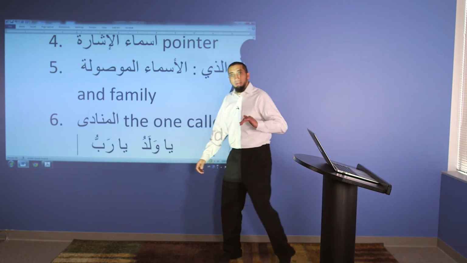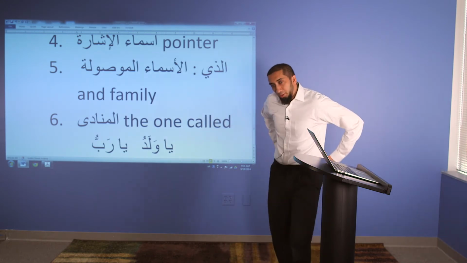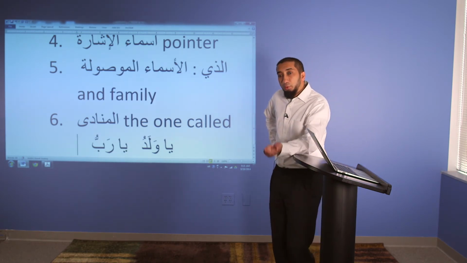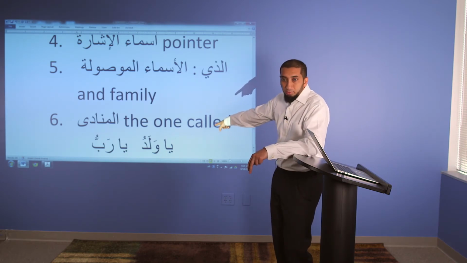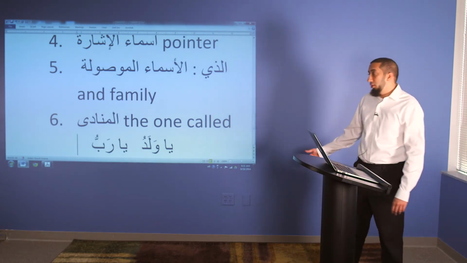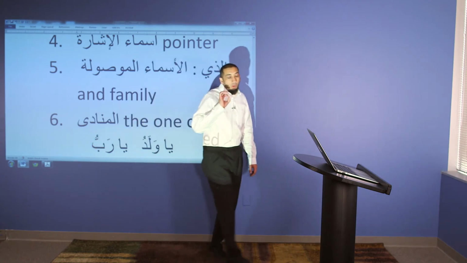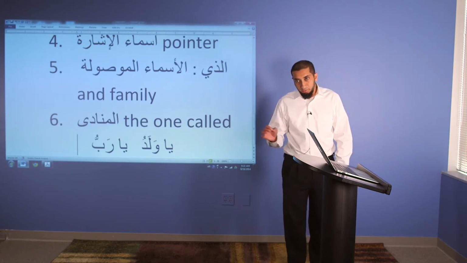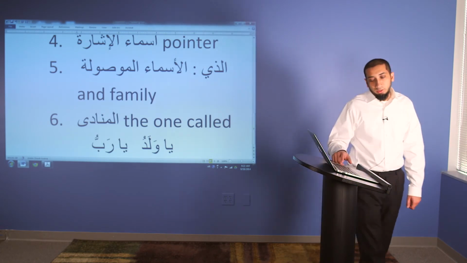It's one of the 4 reasons to make something light. To be light, you have to have 4 reasons. Being partly flexible is one reason, being a mudaf is another reason, and being called is another reason. The only thing I want to add is that when you call someone, you use the rafa: Ya waladu, ya Rabbu. But if you call someone who is a mudaf, then you use nasb. I'll give you an example of that.